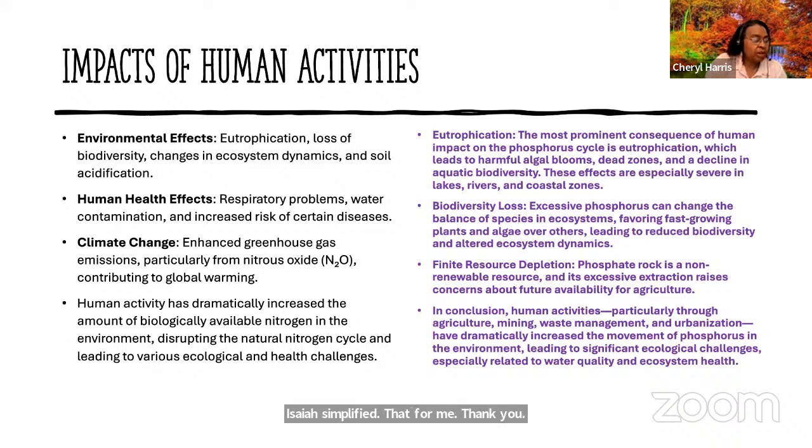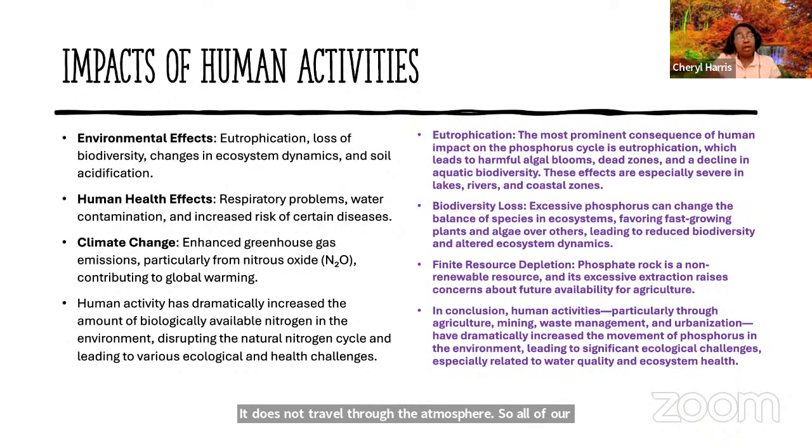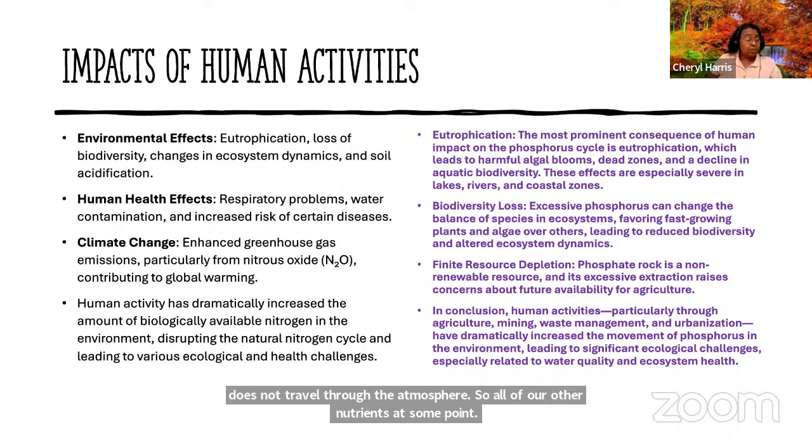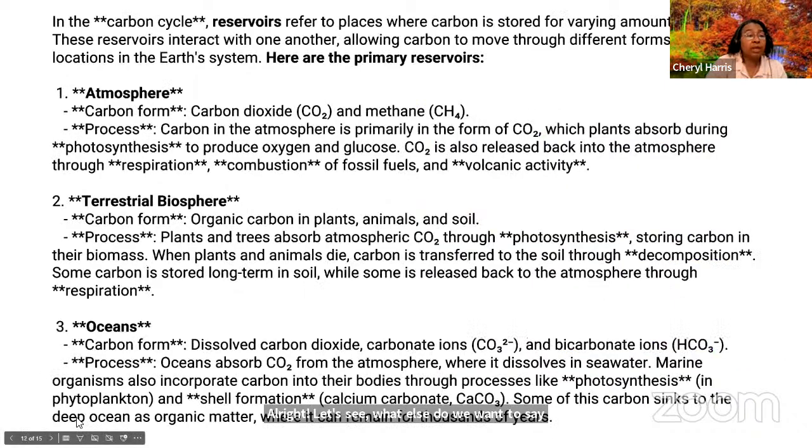All right, phosphorus does not travel in the atmosphere, because, as Imani says, it's not a gas, it is a solid. So all of our other nutrients cycled at some point through the atmosphere because they're able to exist in a gas form. Phosphorus is a solid, it does not, but it is still cycled. Okay, so you need to know that.